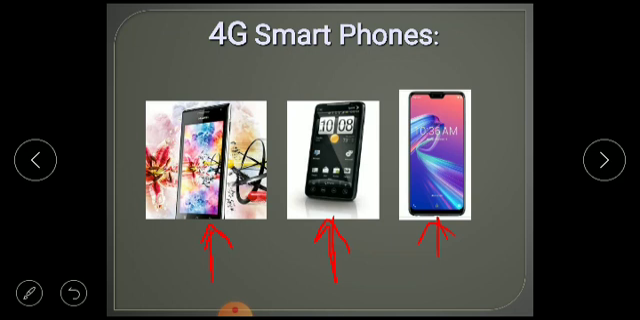So in the world, it was launched on December 14, 2009 in Finland, and in India it was first launched on April 10, 2012, in Kolkata, and the first service provider for 4G technology was Airtel.